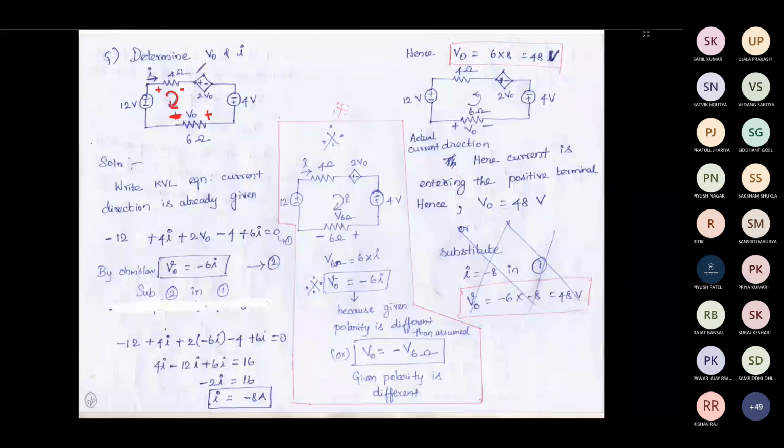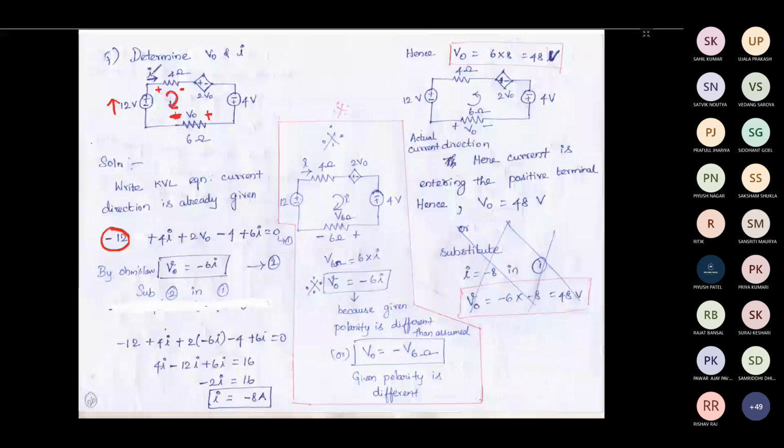When you are having a voltage source like this, a dependent voltage source, we have already discussed. You consider it like a voltage source and write the equations accordingly. So if you write the KVL equation for this particular circuit, when you are starting from this 12 volt source, you will be getting minus 12. Then the current is going to enter the positive polarity of this 4 ohm resistor, so you are going to get 4I.